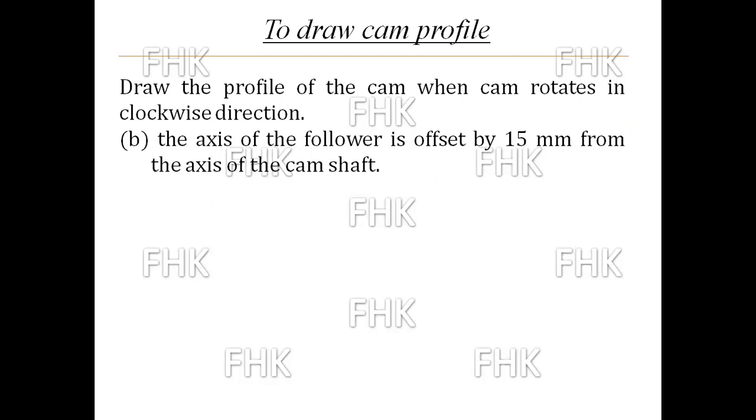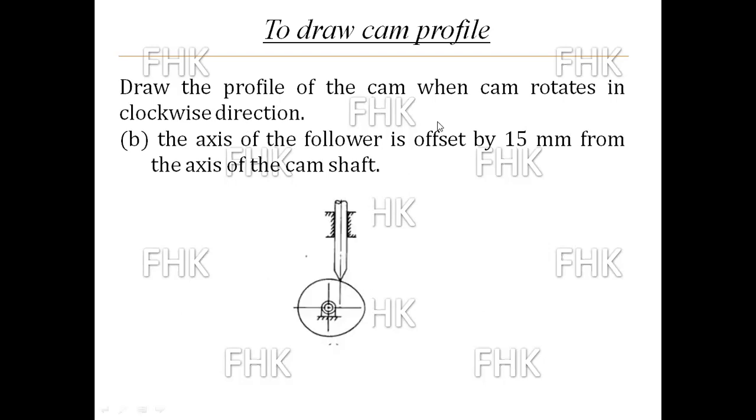The second condition, which is given here, the axis of the follower is offset by 15 mm from the axis of cam rotation, camshaft. So this is our part number 2. In part number 1, we have already discussed how to draw the cam profile when the follower is inline follower. Here we are going to study today how to draw the cam profile when the follower is offset follower.